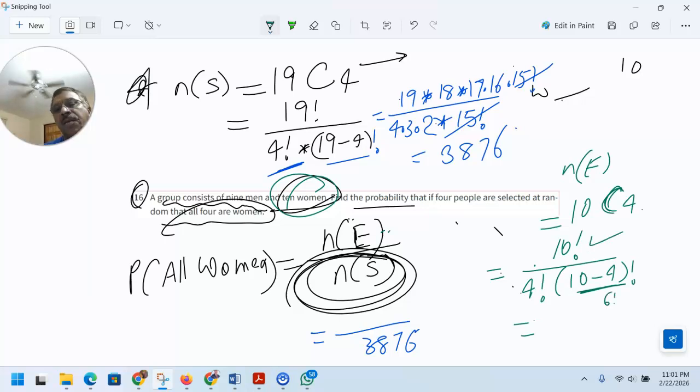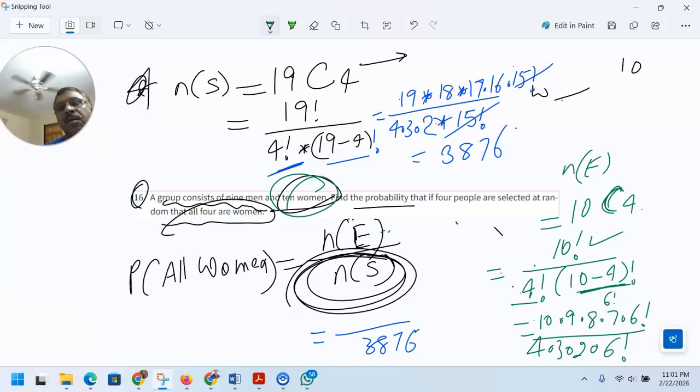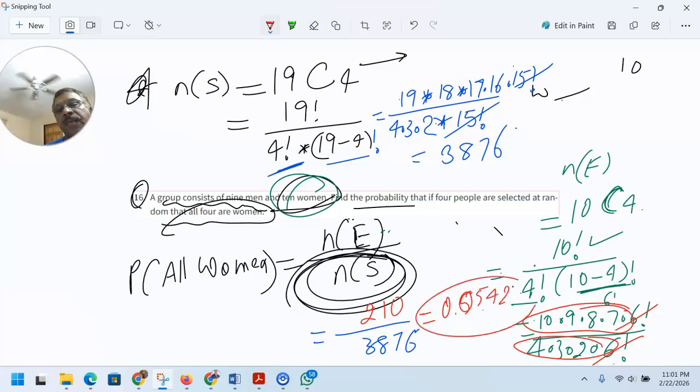So I'm going to reduce this until 6 factorial. This 4 factorial will be 4 times 3 times 2, and this is 6 factorial, which will get crossed out. So this and this go away, and you put this divided by this on the calculator. I think you get 210, and then you work this out, and you end up getting 0.0542. You're done.